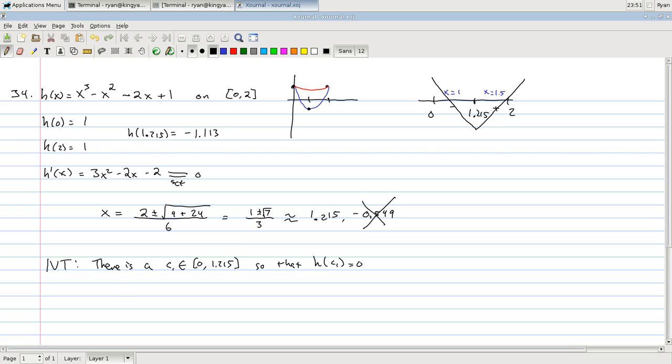And also, if we look at the interval on the right-hand side, between 1.215 and 2, there's a different c value. There is also, I'm going to call this c2 because it's in our second interval, a number c2 between 1.215 and x equals 2, so that h of c2 is 0. So what happens here is we have one root in this first subinterval and another root in the second subinterval. So we're asked to determine whether or not this function has a 0 in the interval 0 to 2, and in fact it has at least two roots.